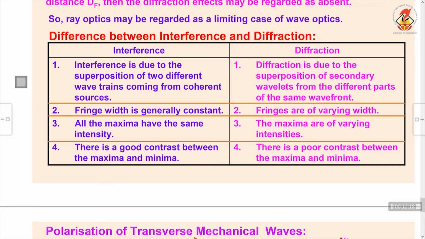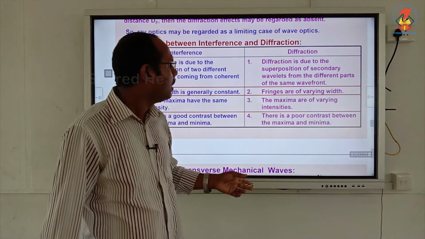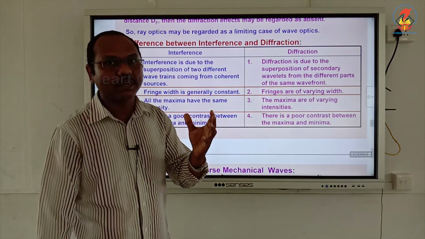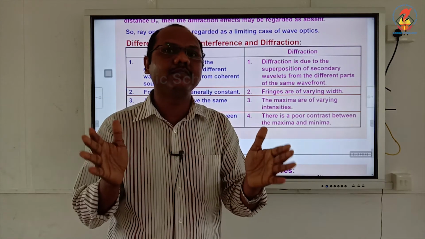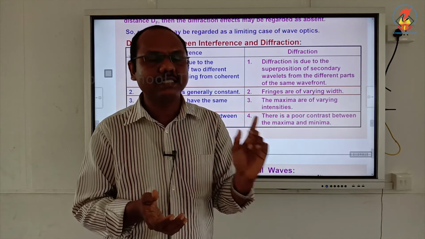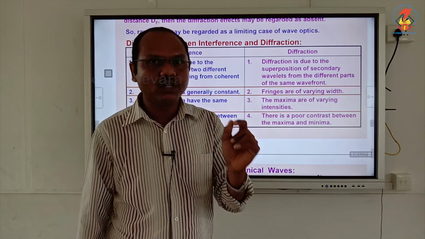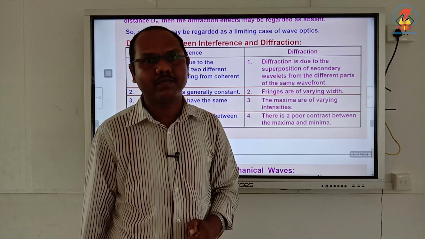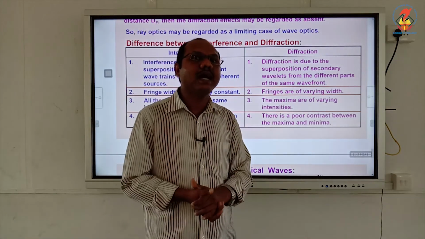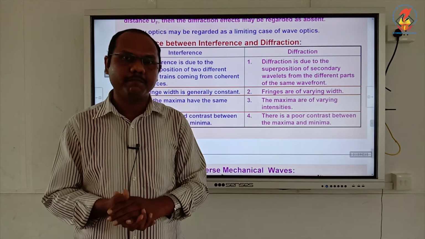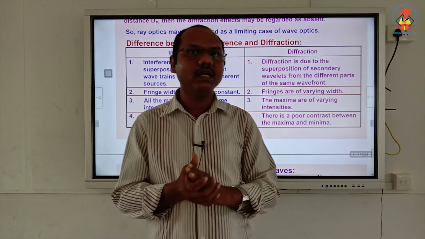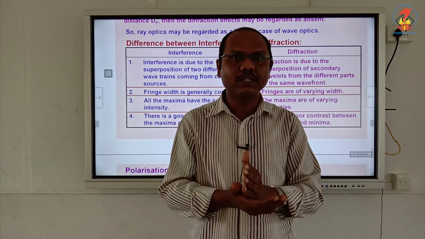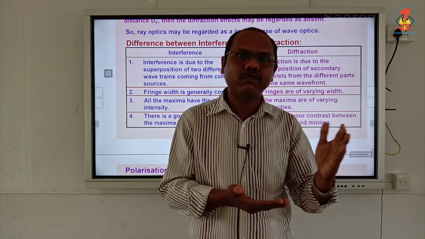Now the second point: fringe width is constant for interference, and for diffraction the fringe width is not constant, it is varying. We studied the central fringe. The central fringe has twice the width, because we just studied that beta 0 is equal to 2 lambda D by d. The width of the other fringes will be lambda D by d. So the central fringe is twice the width of the other fringes.